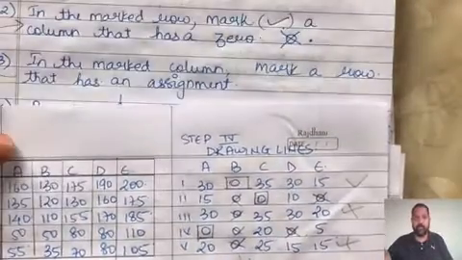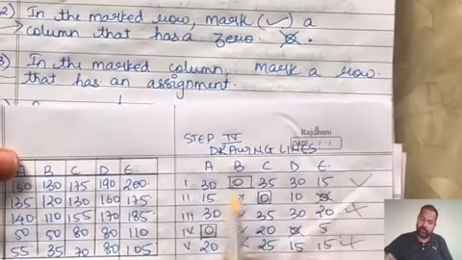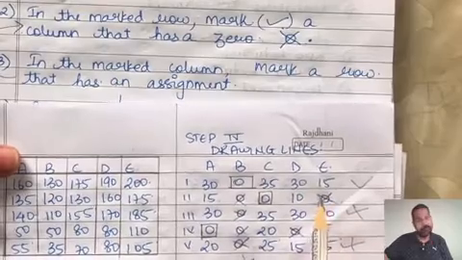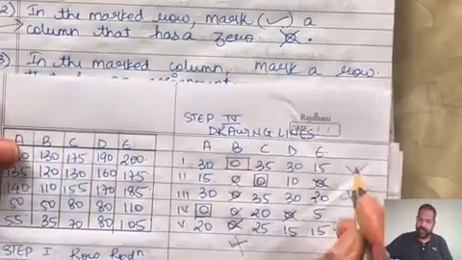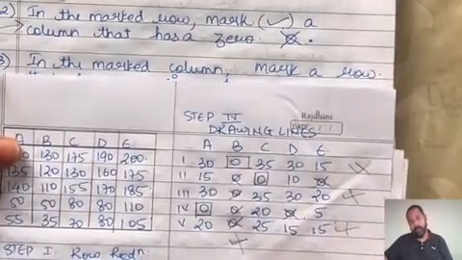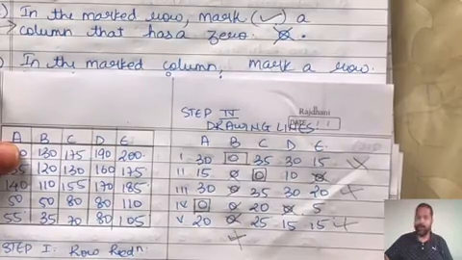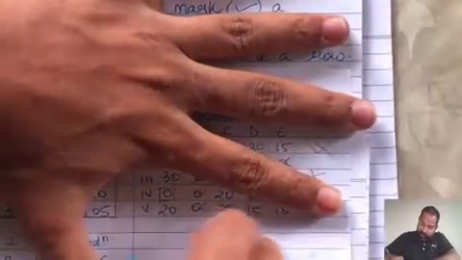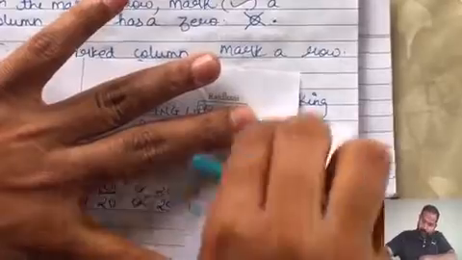Step 2 was, in the marked row, mark a column that has a 0. Is there a 0? No. There is an assignment. So you are done. Examination done, and your marking is done. Draw lines through unmarked rows and marked columns. So I'm going to do this one last time quickly and then draw lines.